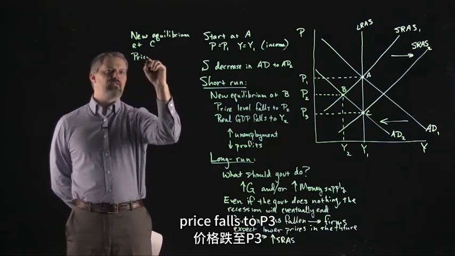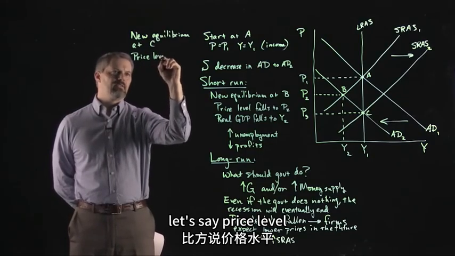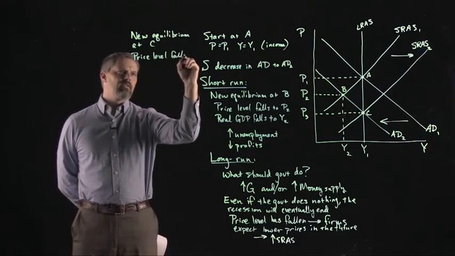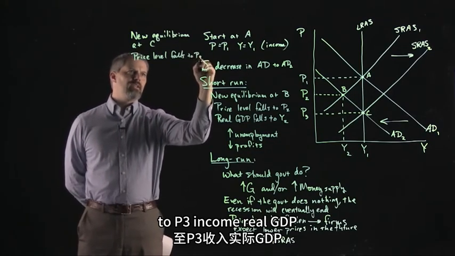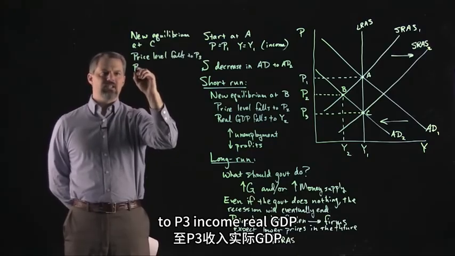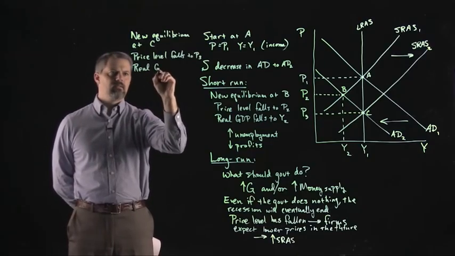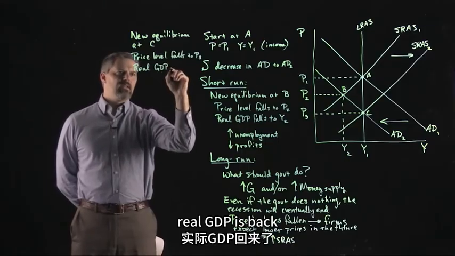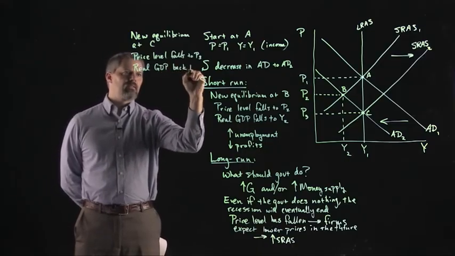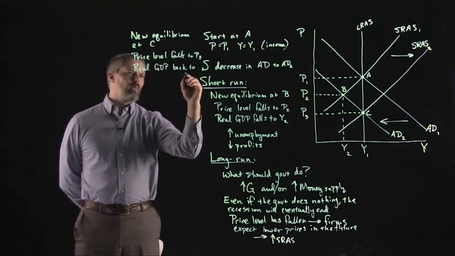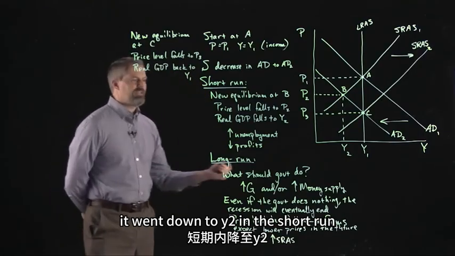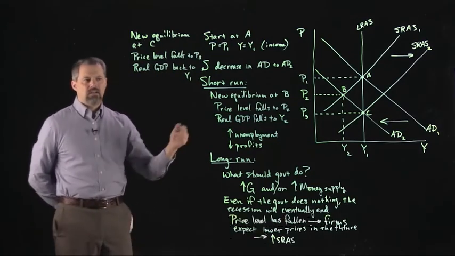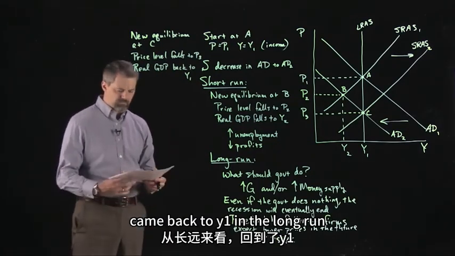So we get a new equilibrium at C. Price falls to P3. Let's say the price level falls to P3. Income, or real GDP, is back to Y1. It went down to Y2 in the short run, came back to Y1 in the long run.